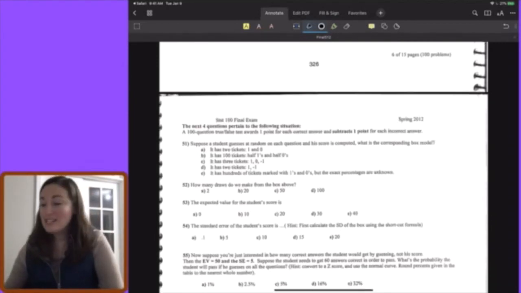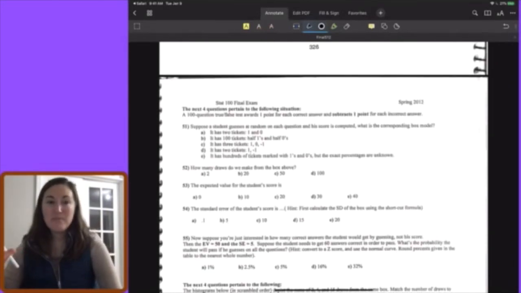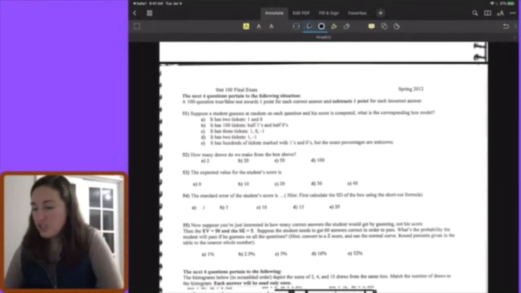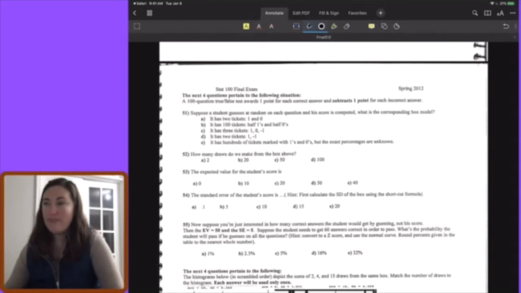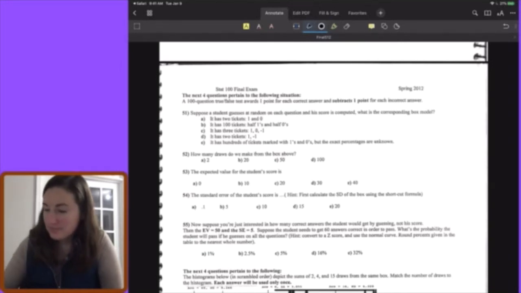Keep going. So the next half of the exam is exam 3 and hypothesis testing. So question 51, it says 100 question true false test awards 1 point for each correct answer and subtracts a point for each incorrect answer. What does the box model look like if they randomly guess on this test? So here, because they're randomly guessing, I'm going to say that this scenario, in terms of a box model, is kind of like a gambling game.